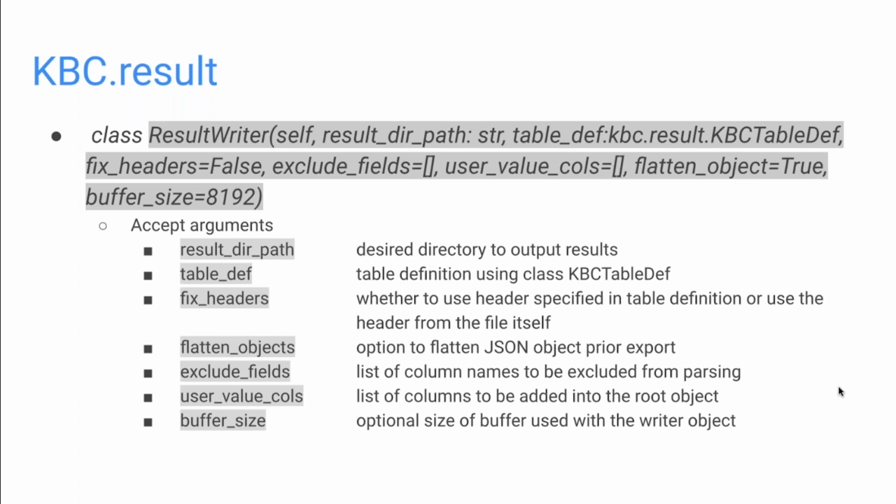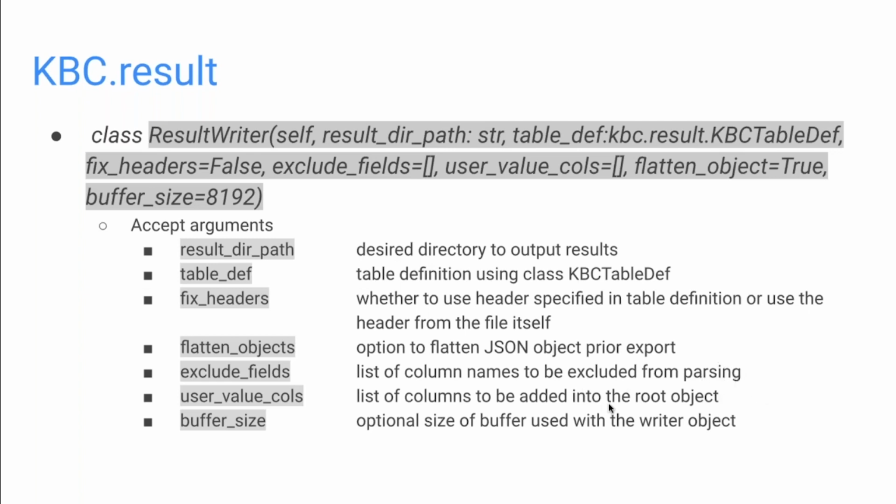So next thing, flattened objects. Meaning that if the JSON is really nested, with multiple levels of properties in there, then with this enabled, the class will automatically flatten out the JSON for you, so you don't have to parse it. And exclude fields is where you can put the list of column names that you wish to be excluded from the output or from parsing.